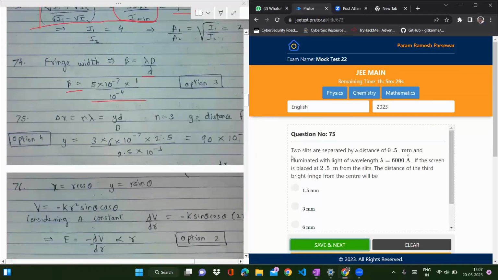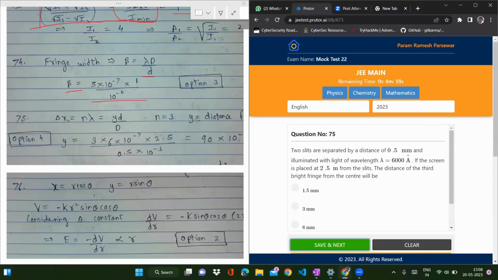Question number 75. Two slits are separated by a distance of 0.5 mm and illuminated by light of wavelength 6000 angstrom. If the screen is placed at 2.5 meters from the slits, the distance of the third bright fringe from the center will be? So delta x equals n lambda, and delta x equals yd by D. So this is the relation for YDSE, the standard Young's double slit experimental setup.